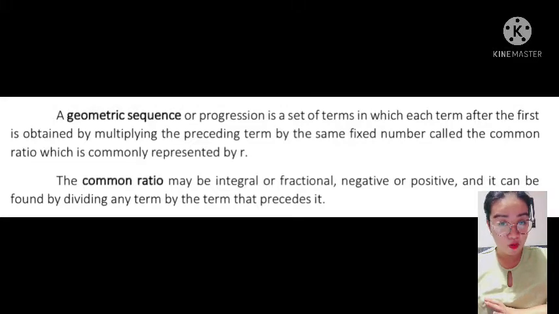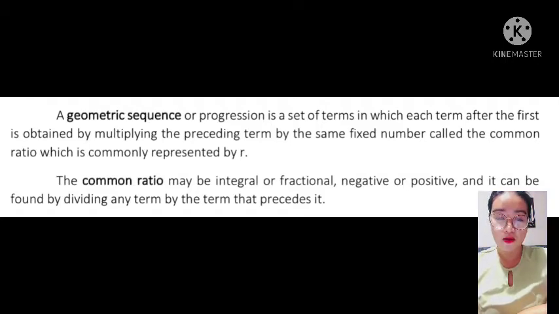A geometric sequence or progression is a set of terms in which each term after the first is obtained by multiplying the preceding term by the same fixed number called the common ratio. It is commonly represented by letter r. Okay? So what is a common ratio? The common ratio may be integral or fractional, negative or positive, and it can be found by dividing any term by the term that precedes it.